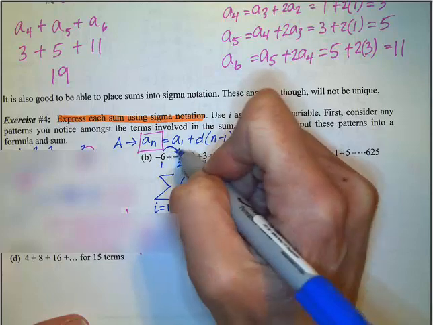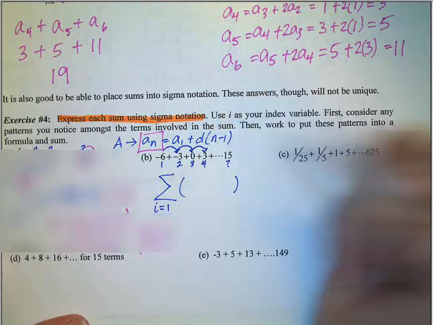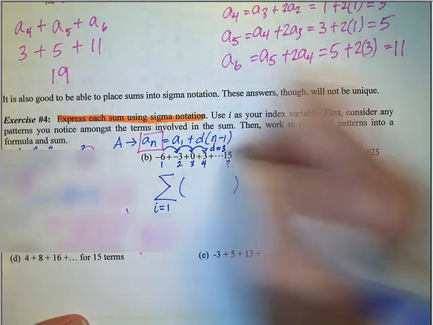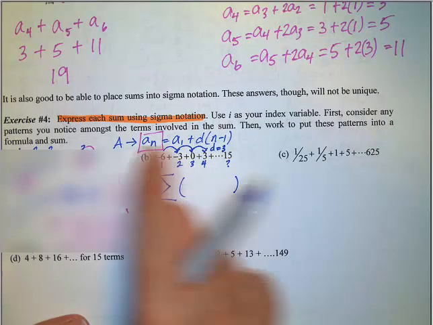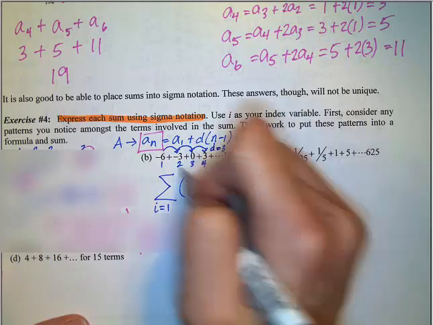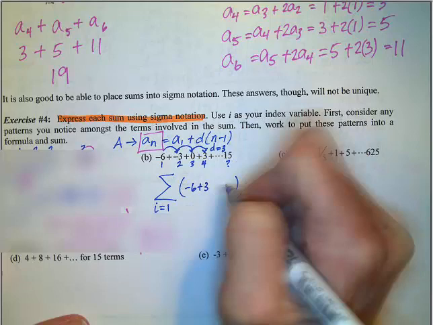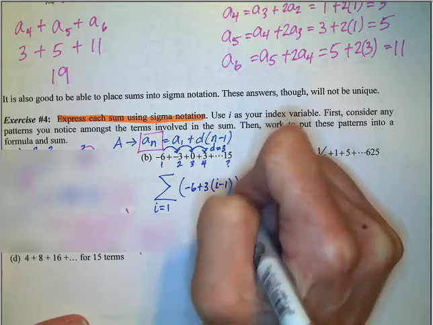Am I adding or am I multiplying? Well, I am adding 3, so my common difference is 3. So I'm using the same formula. My first term is -6 plus my common difference, 3, times I minus 1.